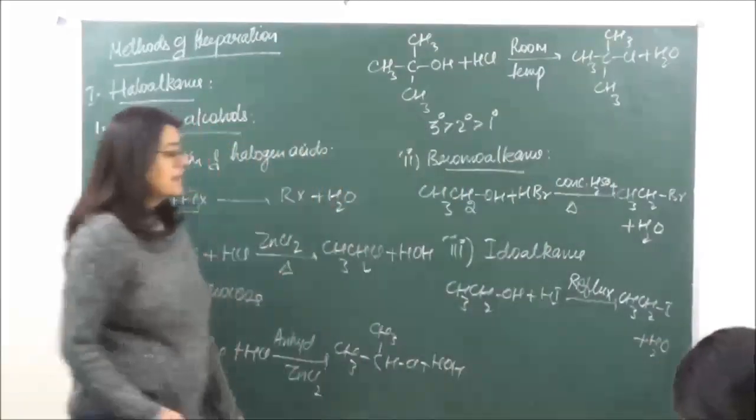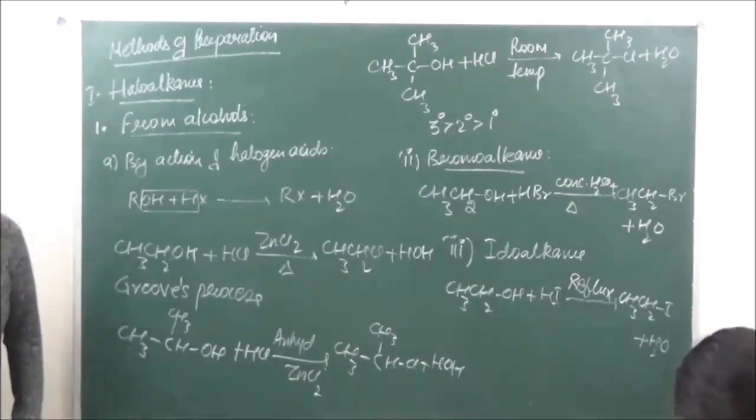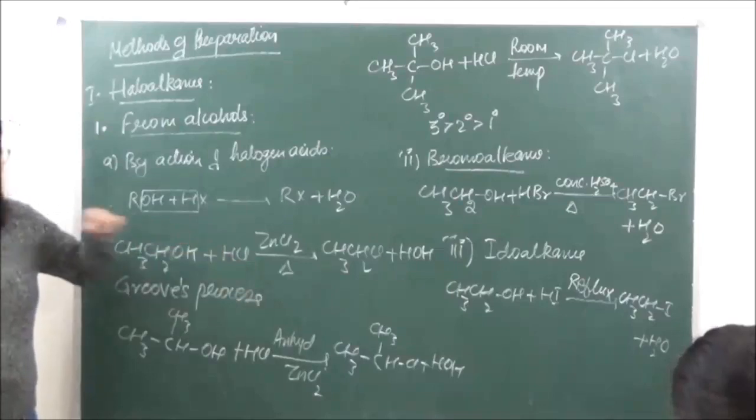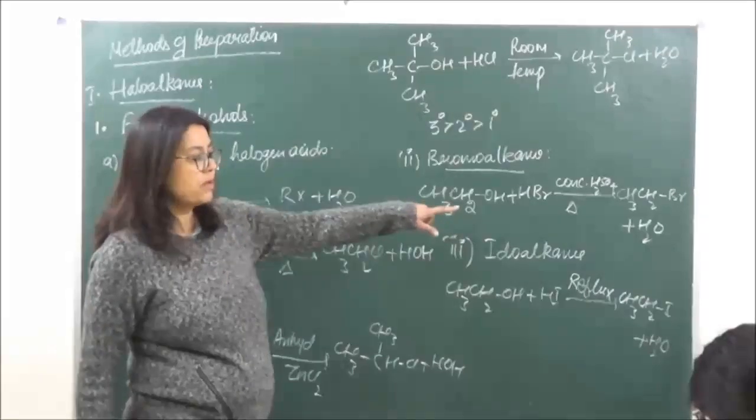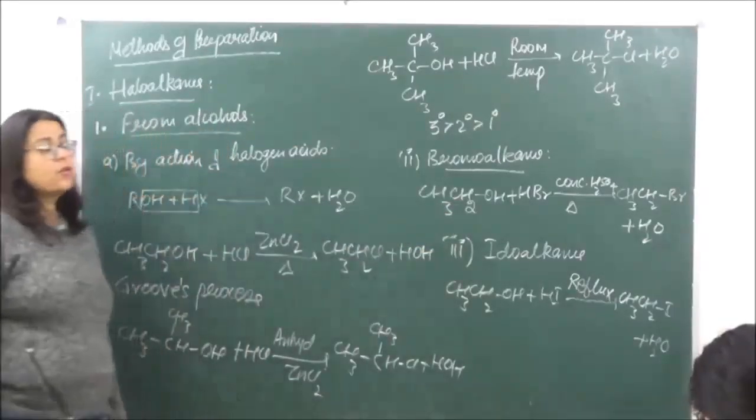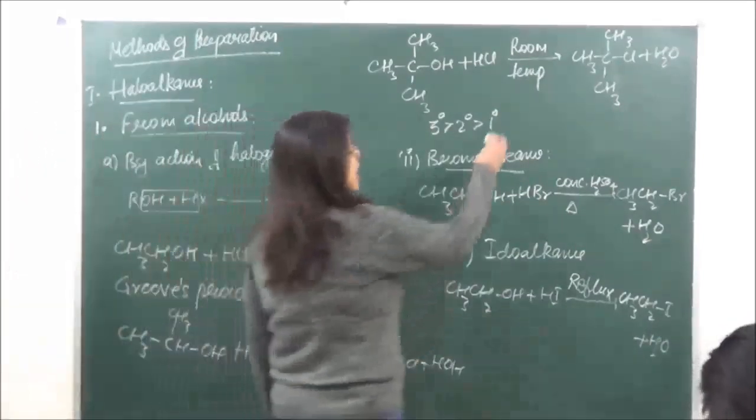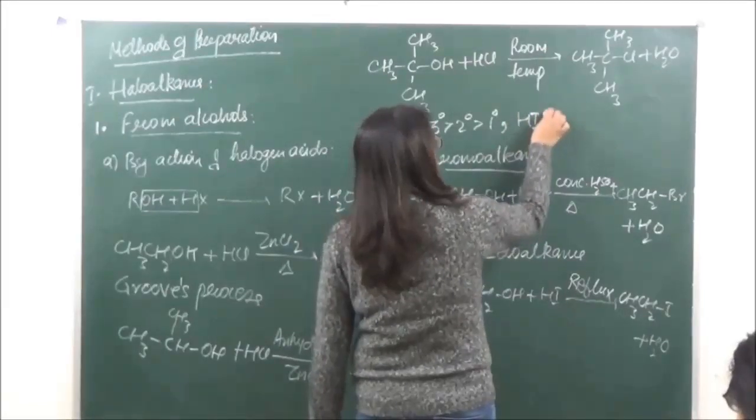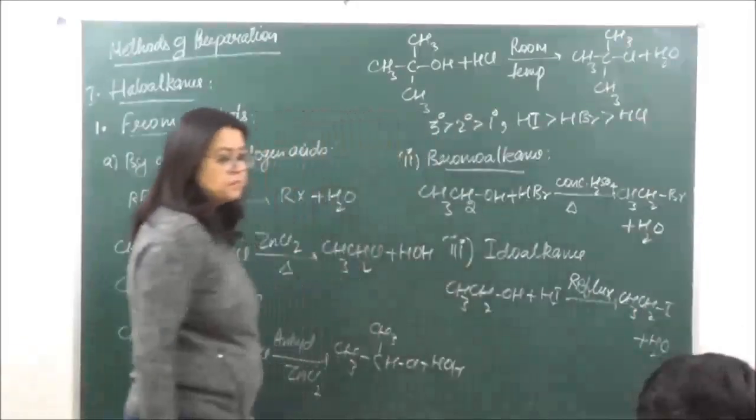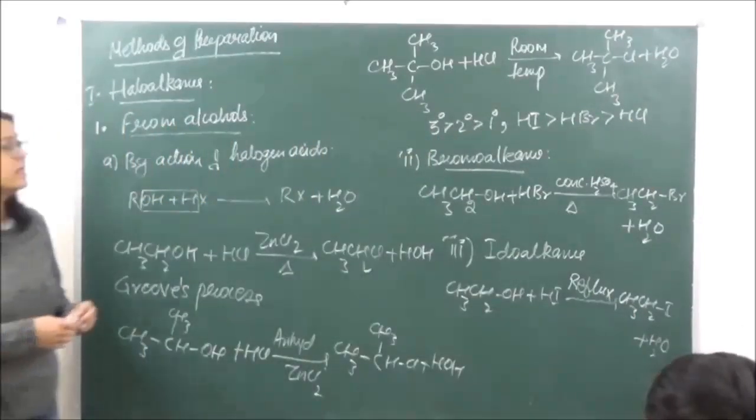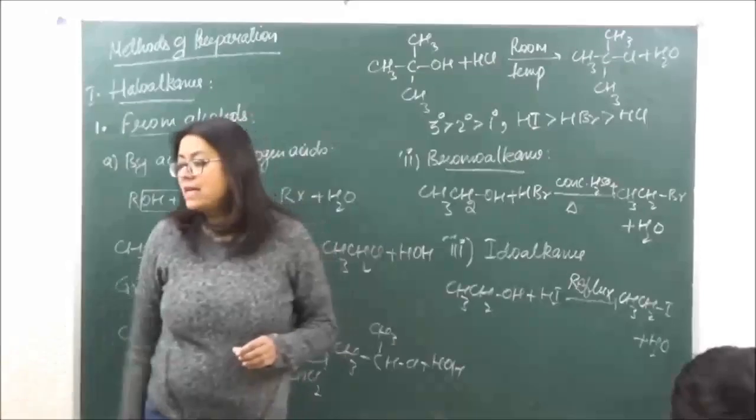So when you're looking at the reactivity of halogen acids, in the first category, the preparation of chloroalkanes, we were using a reagent. In case of bromoalkanes also we are using a reagent, but in case of iodoalkanes there is no reagent which is going to be used. So therefore the order of reactivity of halogen acids is HI, HBr and HCl. The reason behind this is that iodine has a larger size.